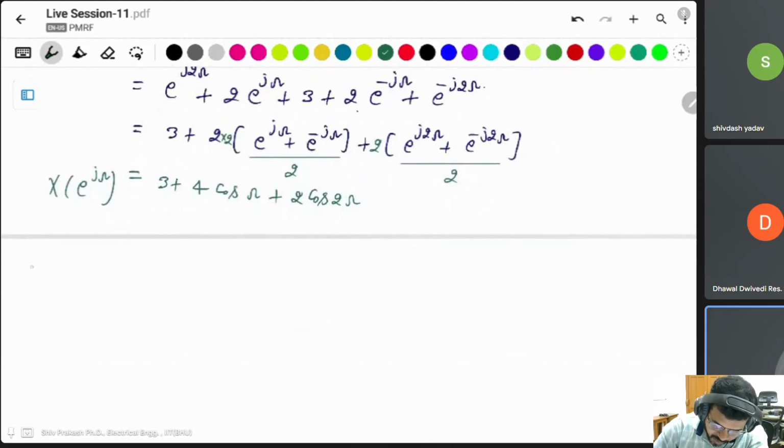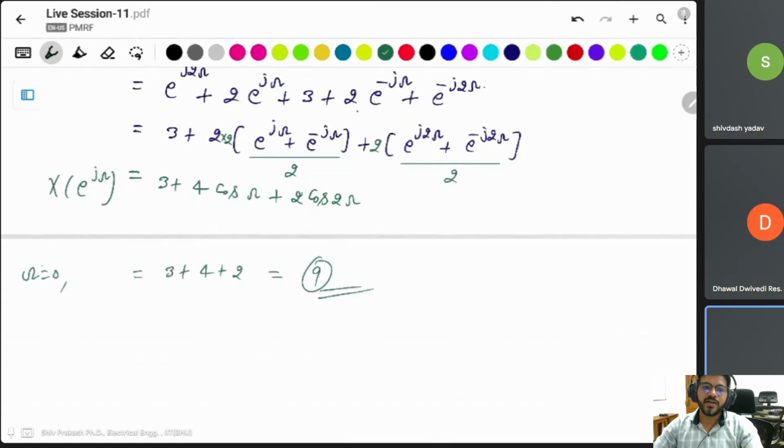It is asking about omega equal to 0. So put the value omega equal to 0. It means 3, plus 4 times cos 0 which is 1, plus 2 times cos 0 which is 1. The total value is 9. This is the final answer of this question.